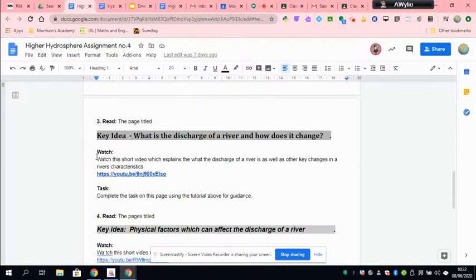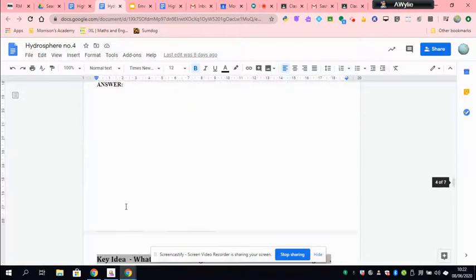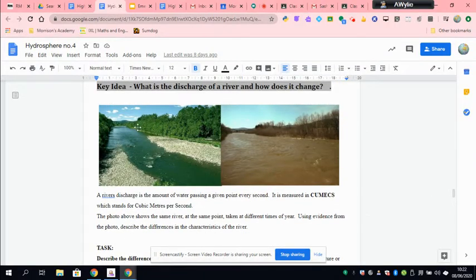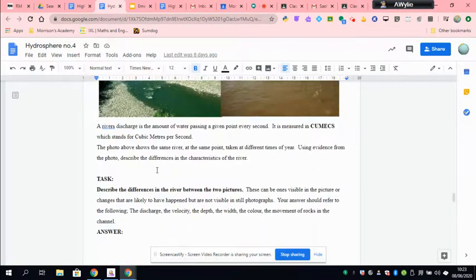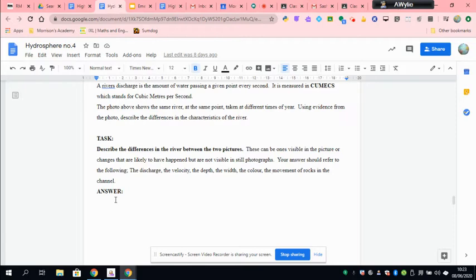Okay, 2 more tasks. This task is quite a simple task. There's a little video here that will talk you through it. And using that video, you should then type about what the differences in a river's discharge are. So a river's discharge is the volume of water passing a given point every second. So if you were standing in a river, for example, here, how much water would actually be flowing past you every single second? And that's called the river's discharge. Once you watch the video, you should be able to answer this question.